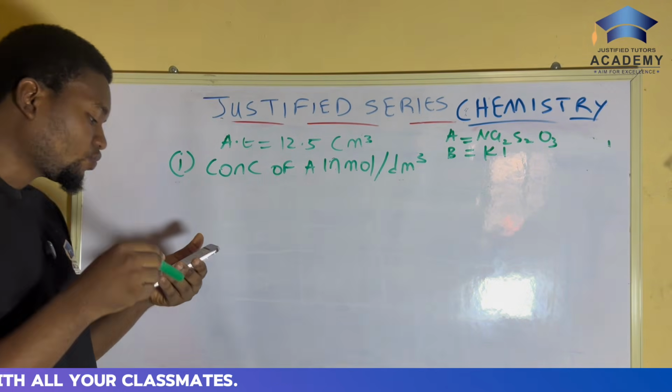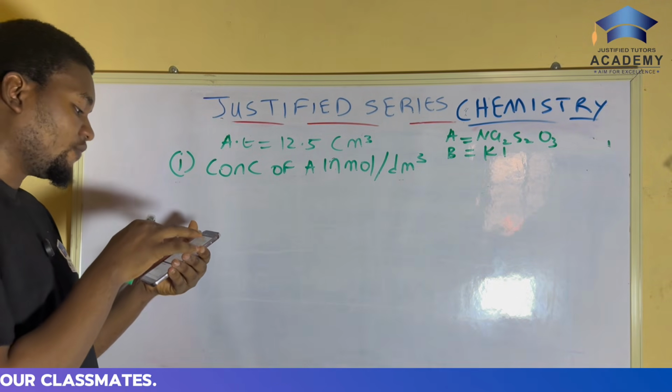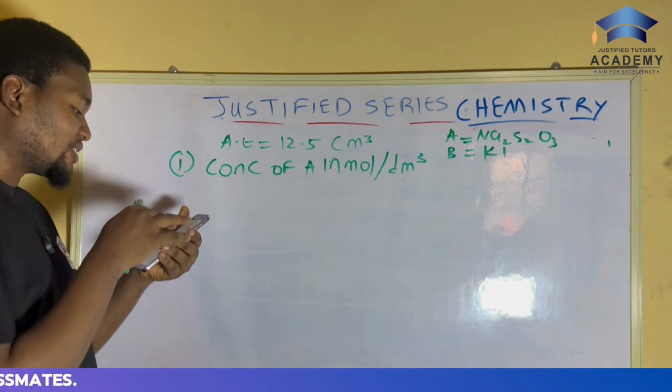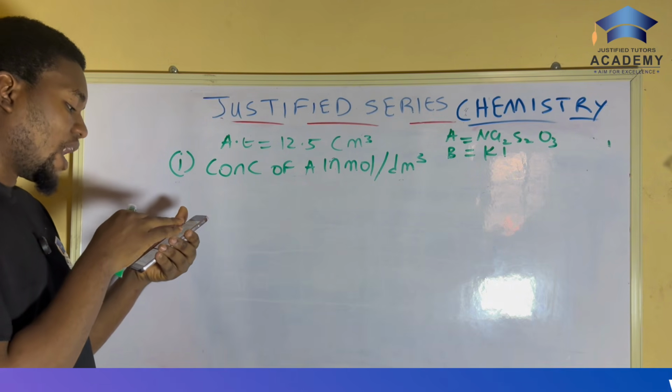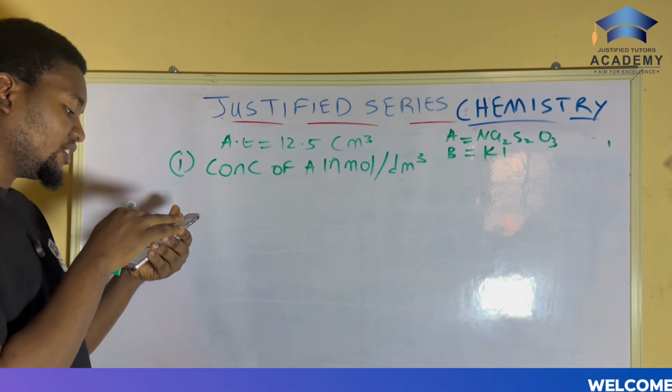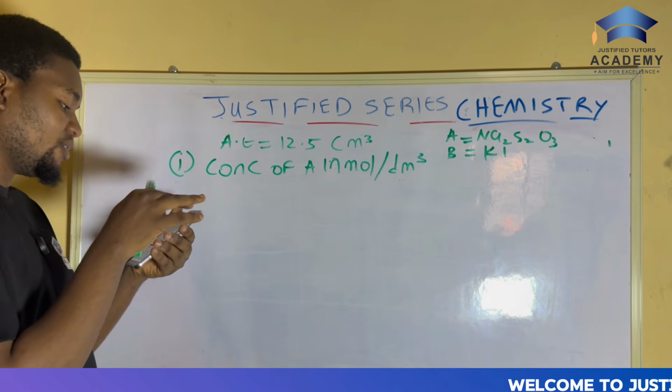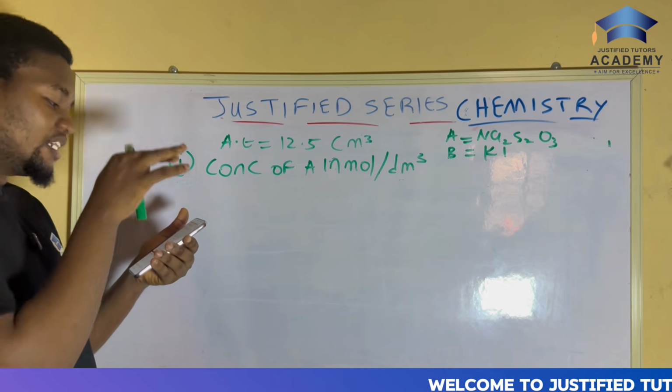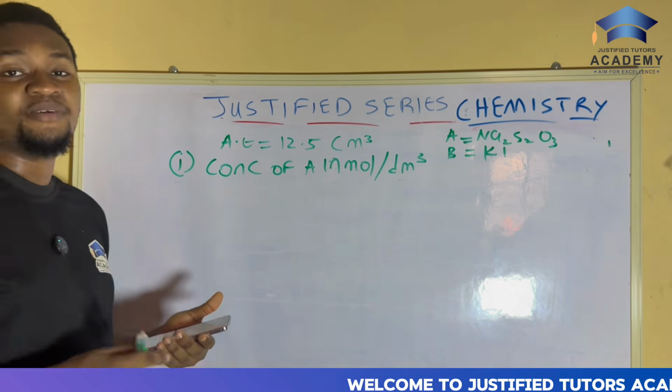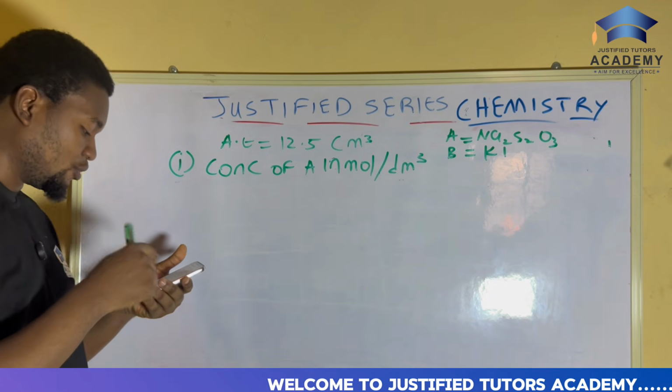So now, we are told to find the conc of A, and we already have our equation. You can see the equation there: I2 plus 2S2O3 gives us 2I minus. In the question, you see it there already. So I beg everybody, please open your PDF. Thank you so much. You can follow me carefully.